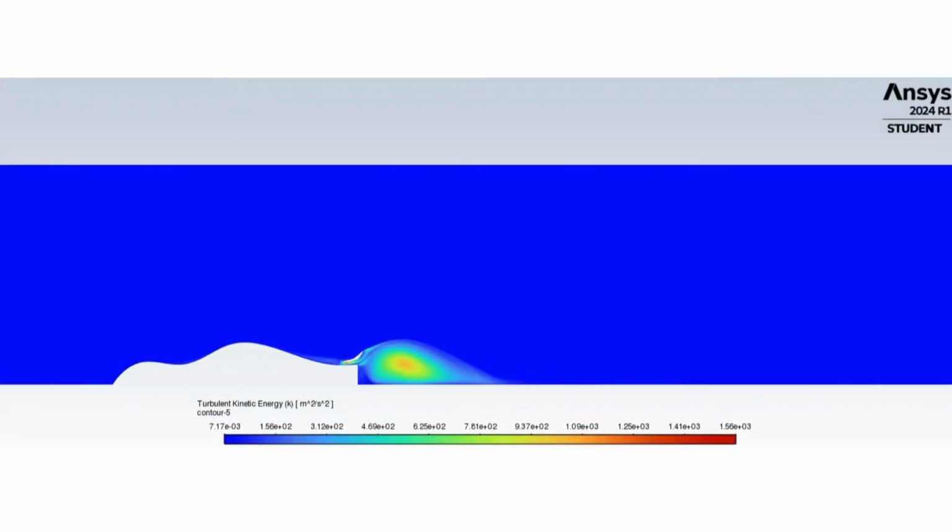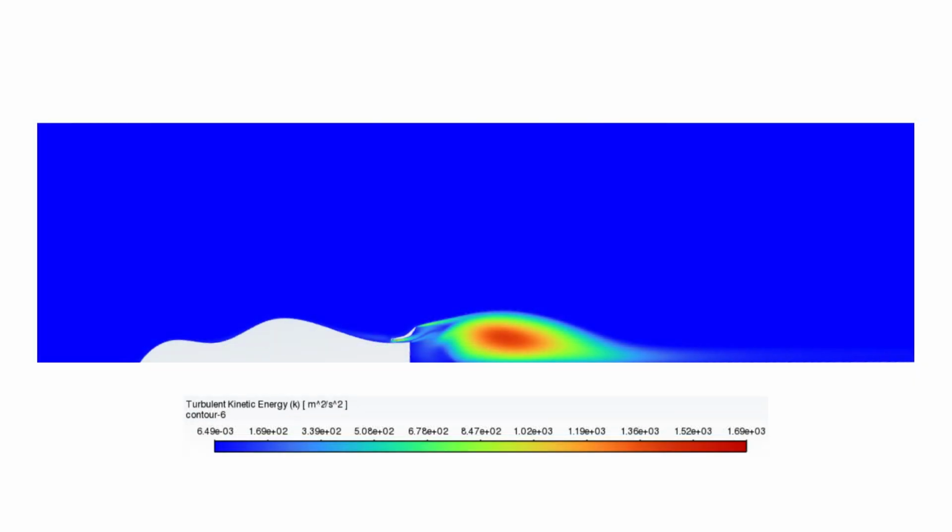Moving to the turbulence. The turbulent kinetic energy highlights a region of high turbulence downstream of the wing. It is concentrated around the trailing edge, where the flow separates. Turbulence increases drag, which can reduce the car's overall aerodynamic efficiency. The well-distributed turbulence around the wing indicates controlled airflow, which is crucial for stable downforce generation.